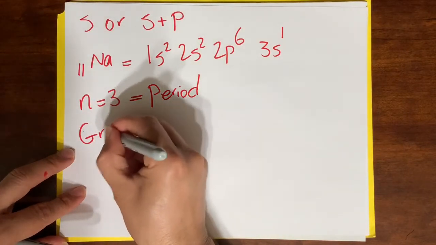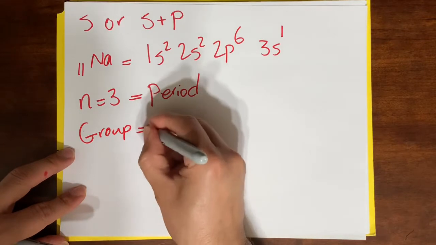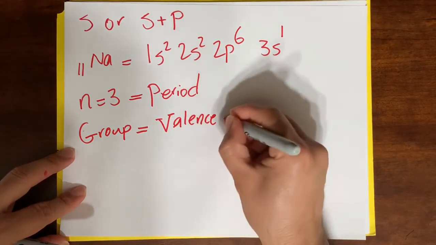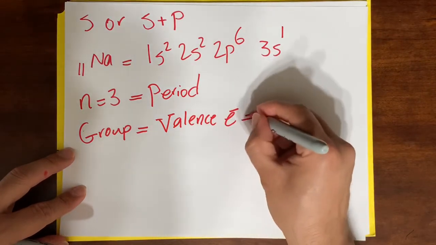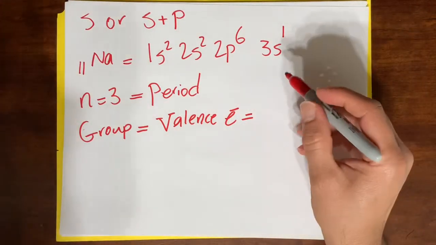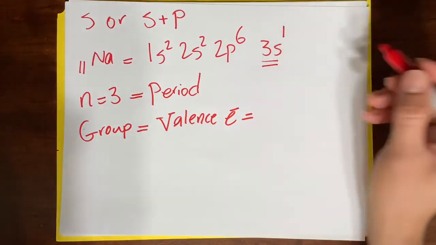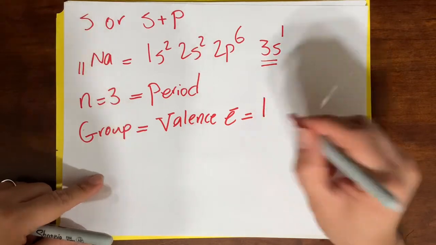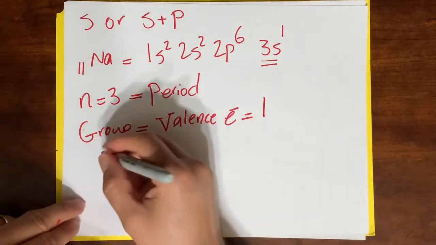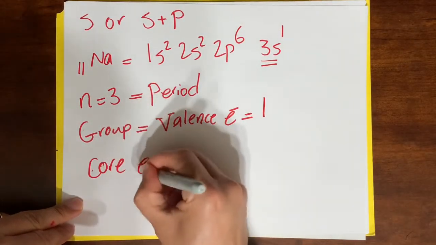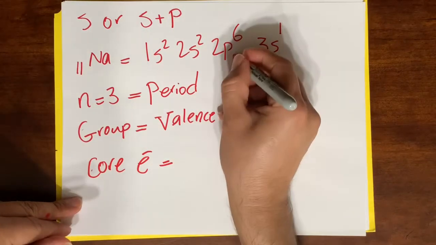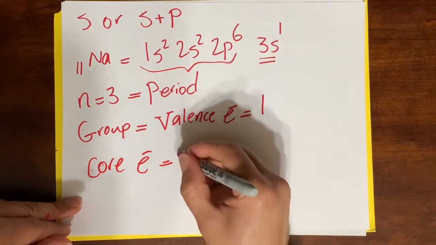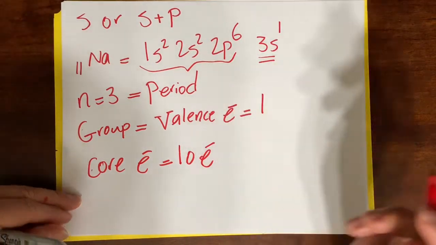That one is going to give you the period of the element. Group, which is equal to valence electrons: you look at the highest n, we have only one orbital, the s orbital, and I have only one electron. Core electrons will be equal to those 2 plus 2 plus 6, 10 electrons.